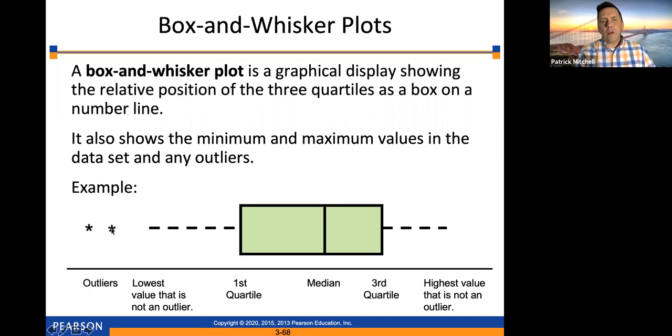Outliers are indicated with stars. All right. This thing here is called a whisker. This line goes from your lowest value that is not an outlier up to your first quartile. And then you draw this box. The box goes from the first quartile to the third quartile, and it has a line drawn inside at the median. And then finally, you draw another whisker that goes from the third quartile up to the highest value that is not an outlier. And if you had any high outliers, they would be indicated out here with stars.